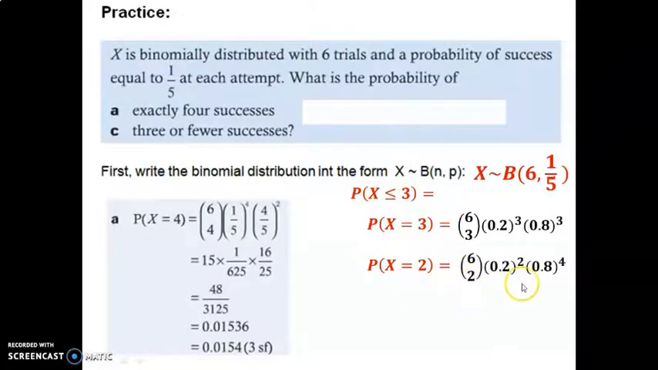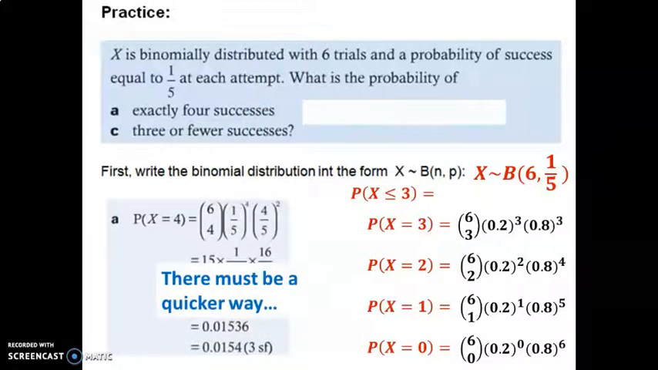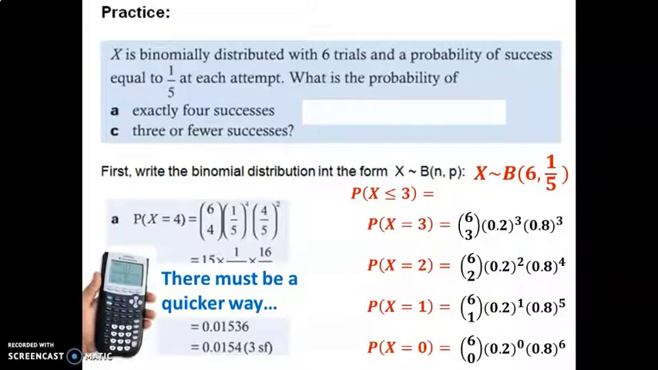Well, that one would work out like this, which would give you a probability that we found, and then you need 1, which works out like this, and then you need 0, which works out like this. So this is a lot of work. You have to find each probability of each value and then add them all up. That's a lot of work. So your natural question might be, is there a quicker way? There must be, and there is. So let me show you that now.